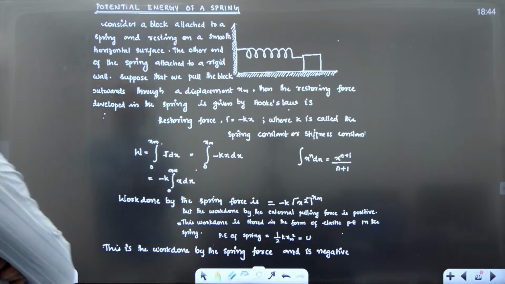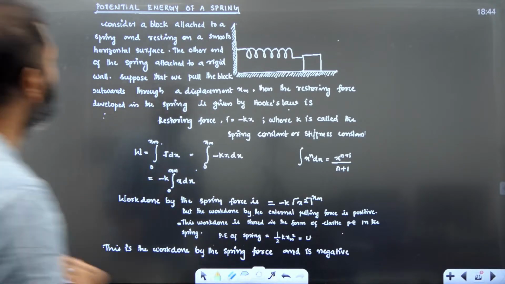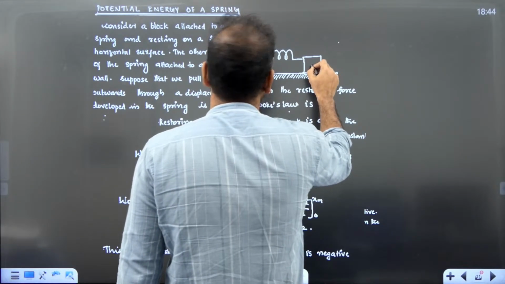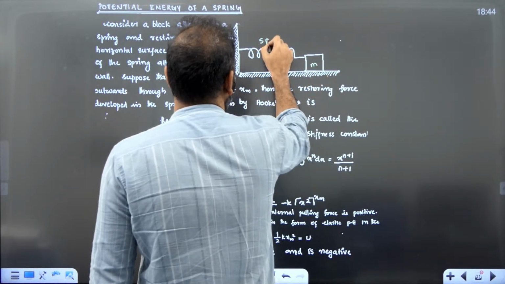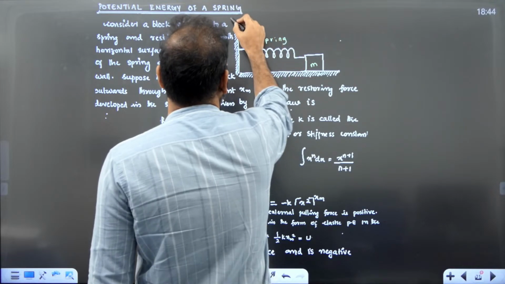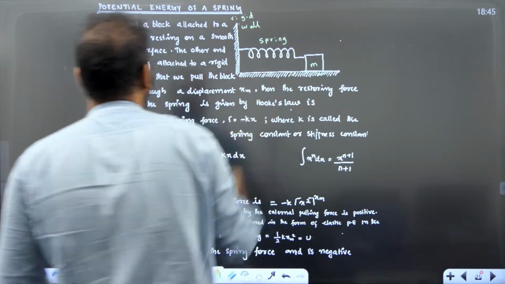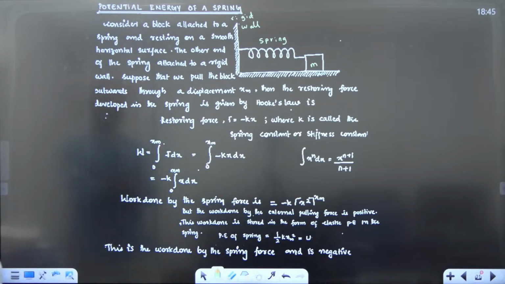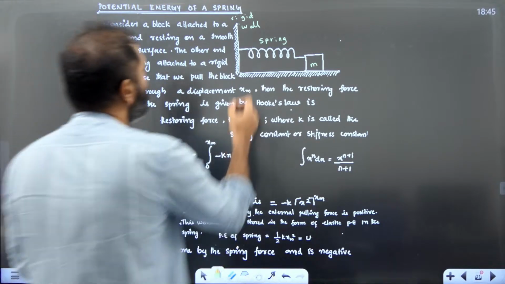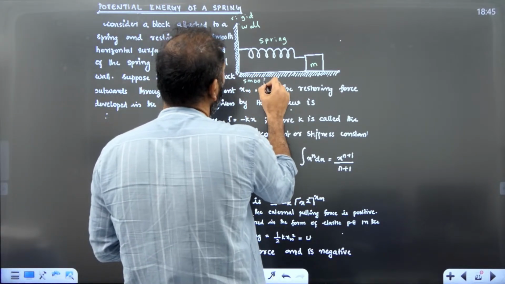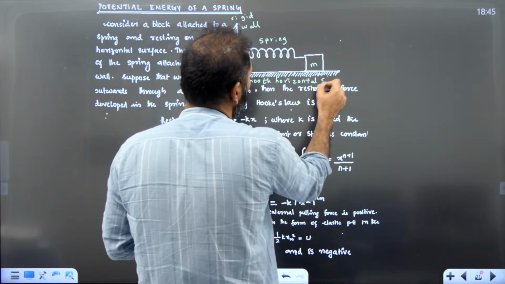Consider a block. Listen, all of you have to note it down. Consider a block of mass m attached to a spring. This is a rigid wall. Consider a block attached to a spring and resting on a smooth horizontal surface. This is the smooth horizontal surface.